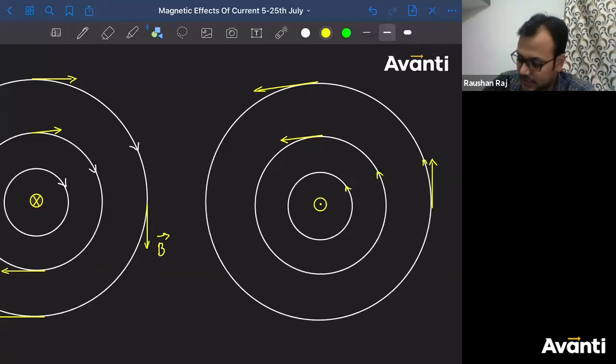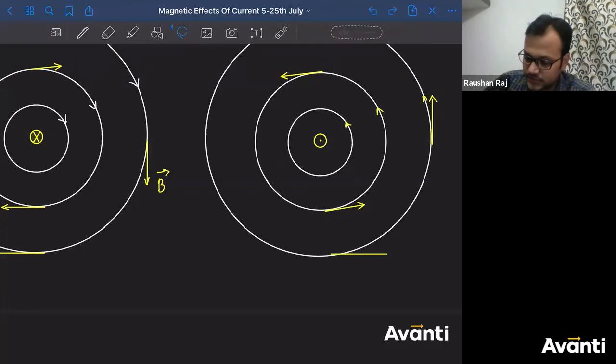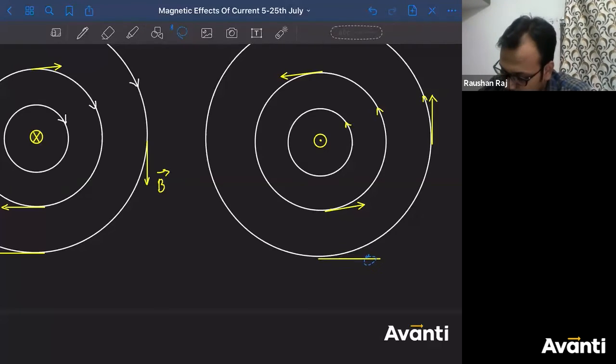So please, guys, try to remember this part. Don't forget this. Whenever you are asked a question like this, the direction of magnetic field lines because of a long current carrying wire, you have to use this concept. Something is showing up. Let me move it here a little bit. All right. However, this doesn't look like a tangent. Okay, no problem. Let me touch it here.